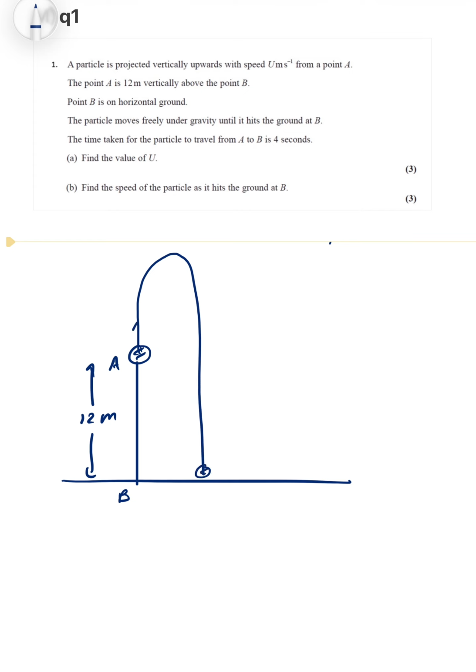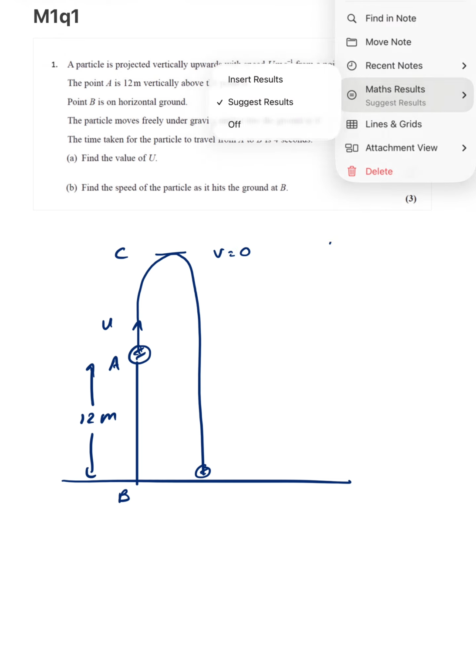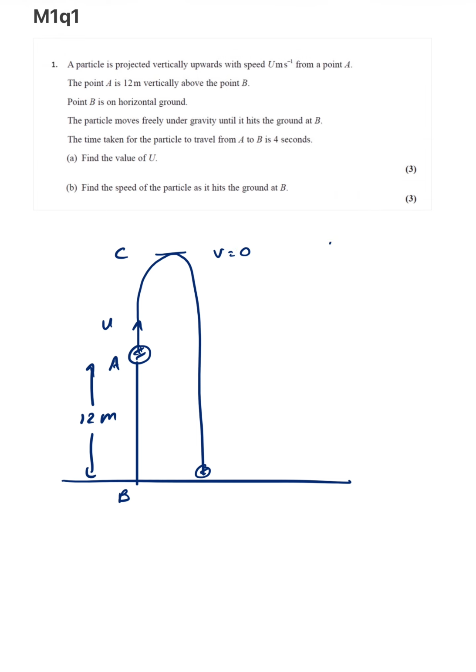So this speed is u. Over here v is 0. Let's call this point C. We might need that point, we might not need that point, it doesn't matter. Just mark the highest point as point C, and then we also have that the particle moves freely under gravity until it hits the ground at B. So the time taken over here, it is t equals 0, and at this point t is equal to 4. So the total motion takes 4 seconds.